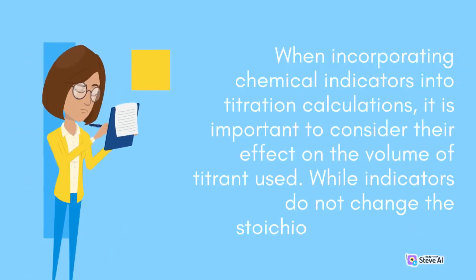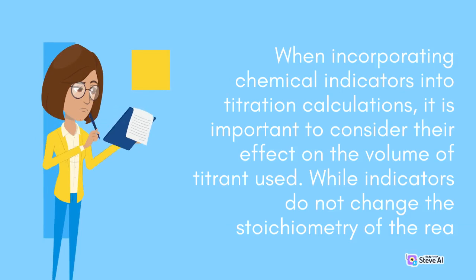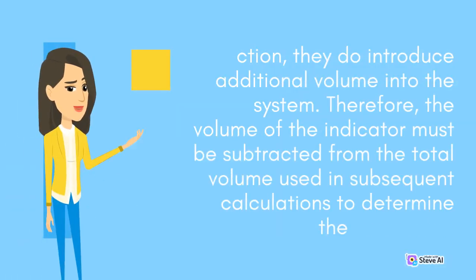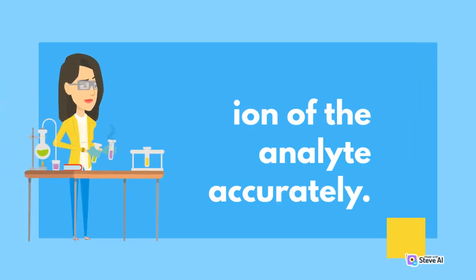When incorporating chemical indicators into titration calculations, it is important to consider their effect on the volume of titrant used. While indicators do not change the stoichiometry of the reaction, they do introduce additional volume into the system. Therefore, the volume of the indicator must be subtracted from the total volume used in subsequent calculations to determine the concentration of the analyte accurately.